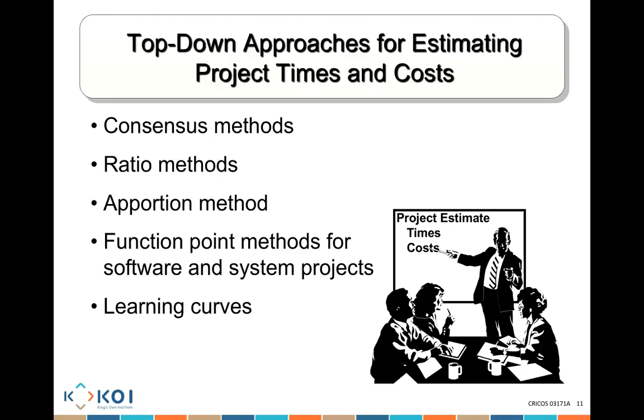The function point method is where you look at the project and see how many functions are in it, estimate how difficult each function is, and use that to estimate how much it's going to cost and how long it's going to take. The learning curve method applies when we are doing repetitive tasks. The first time we do a task, it might cost $100 and take 2 days, but the next time it might cost $80 and take only 1 day. So you incorporate the learning curve to estimate at a high level how much a project is going to cost.